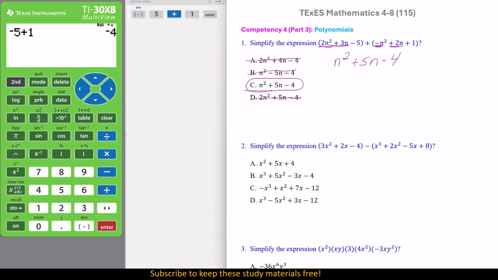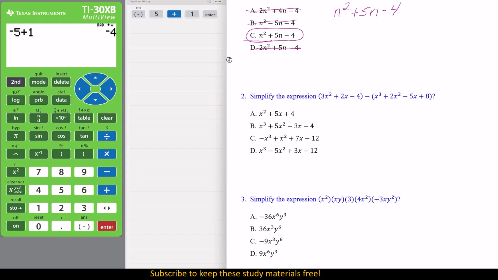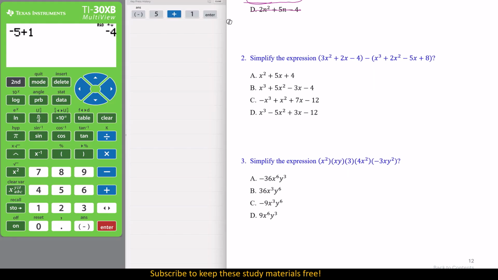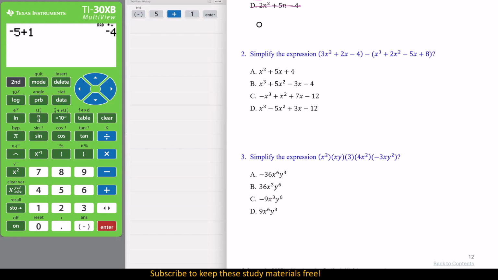All right, let's go. Let's move this up. All right, number 2, simplify the expression. This is all well and good, but this is different. Because of this negative in front of the parentheses, everything has to change its sign. Well, this means that first we have a negative x to the third.